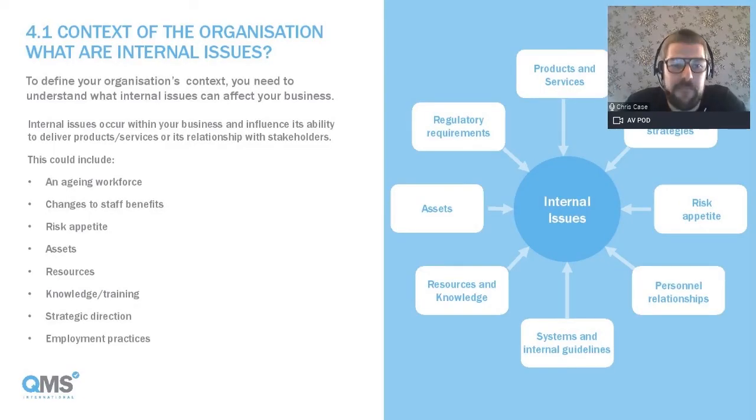Right. What is the context? What are the internal issues? So internal issues could be anything that could change inside your four walls that could have an impact on what you do. External issues can link to internal issues, but things like the things that are listed on the side there, so an aging workforce, changes in staff benefits, risks, assets, resources, knowledge and training, the business strategic direction, and employment practices. So any of these could change.